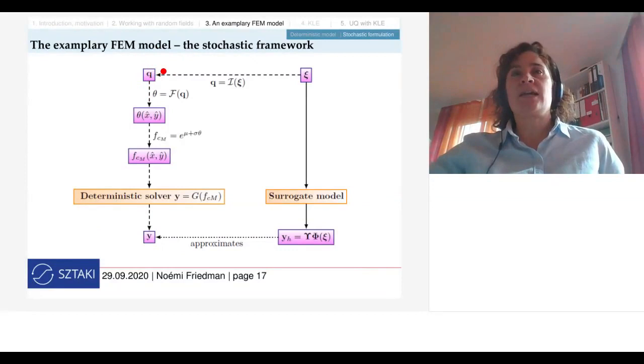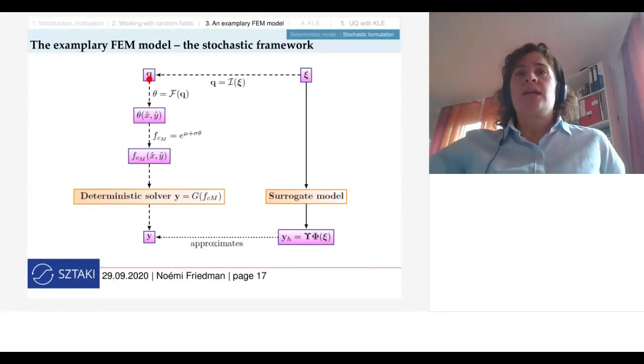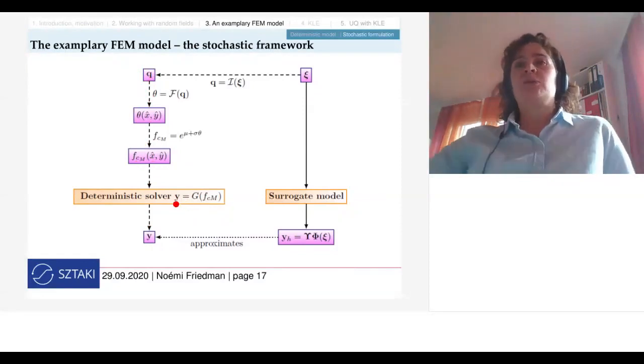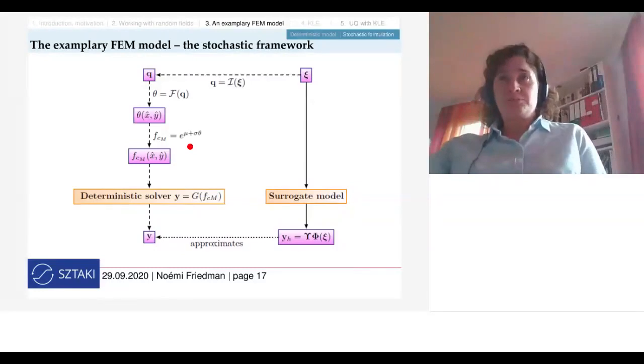I had the stiffness and I had a mass. Now I have a vector of random variables, and I do the uncertainty quantification the same way as I did before. Just I need some transformation before sending the Q parameters to the solver. So I need to transform it to the scaling factor, and then I can compute the FEM model.